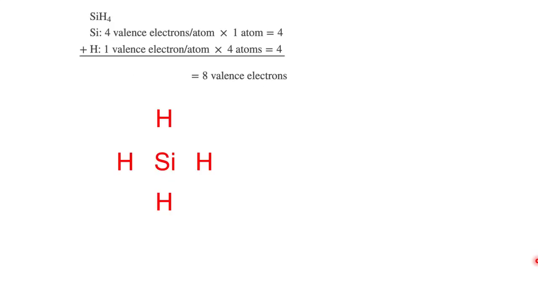So let's come back to our silicon tetrahydride example. So we have 8 valence electrons, and here's our skeleton. So we put in our electron pairs. These are our bonding electrons. And you'll notice that we have distributed evenly all 8 electrons.